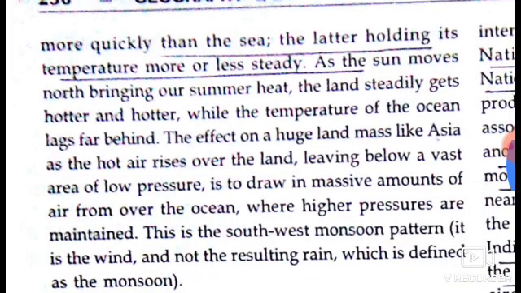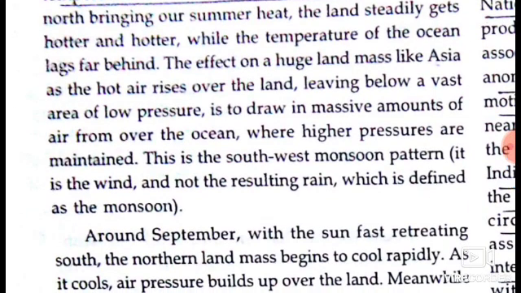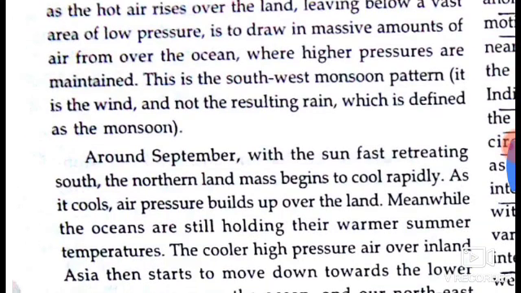The effect on a huge land mass like Asia, as the hot air rises over the land, leaving below a vast area of low pressure, is to draw massive amounts of air from over the ocean. Where higher pressure is maintained, there is the southwest monsoon pattern. It is the wind, and not the resulting rain, which is defined as the monsoon.